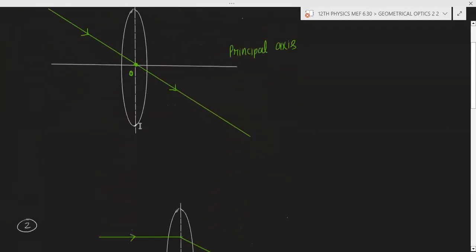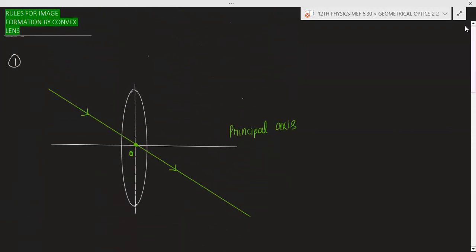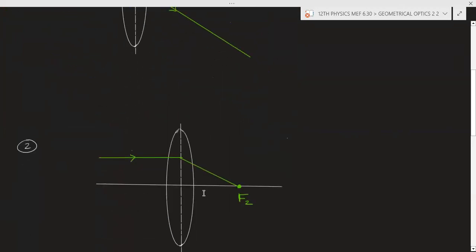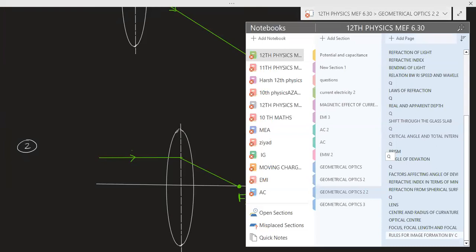So these are the three rules. Basically, for image formation by the convex lens, we will mostly use rule number 1 and rule number 2. One by one we will discuss the image formation.